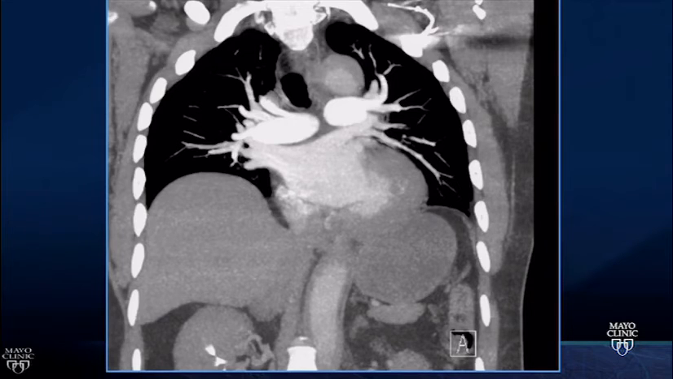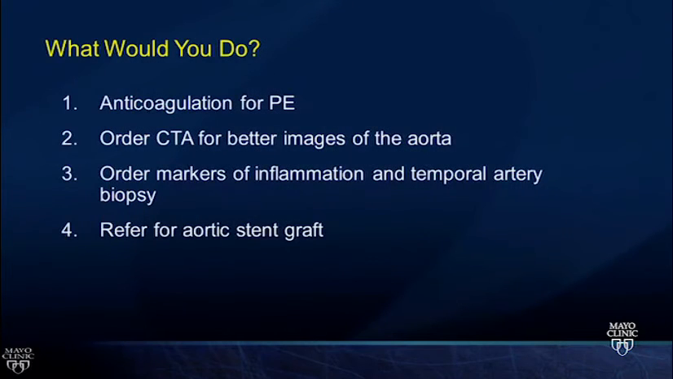As you're looking at this, I'll read you the questions that you're considering. Are you going to anticoagulate this person because of a PE? Are you going to order a CTA specifically for better images of the aorta? Are you going to order biomarkers of inflammation and temporal artery biopsy? Or are you going to refer for an aortic stent graft? Okay, so vote on that now.